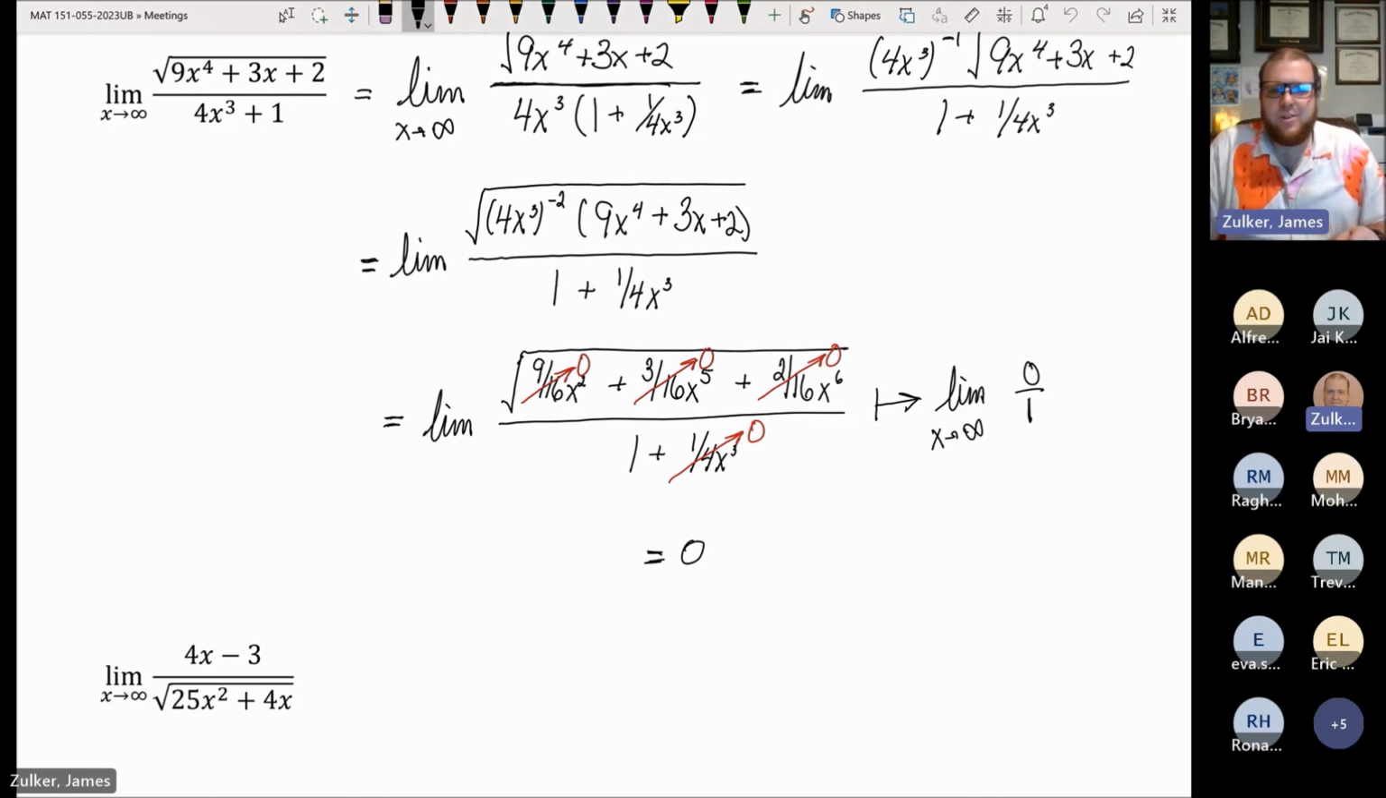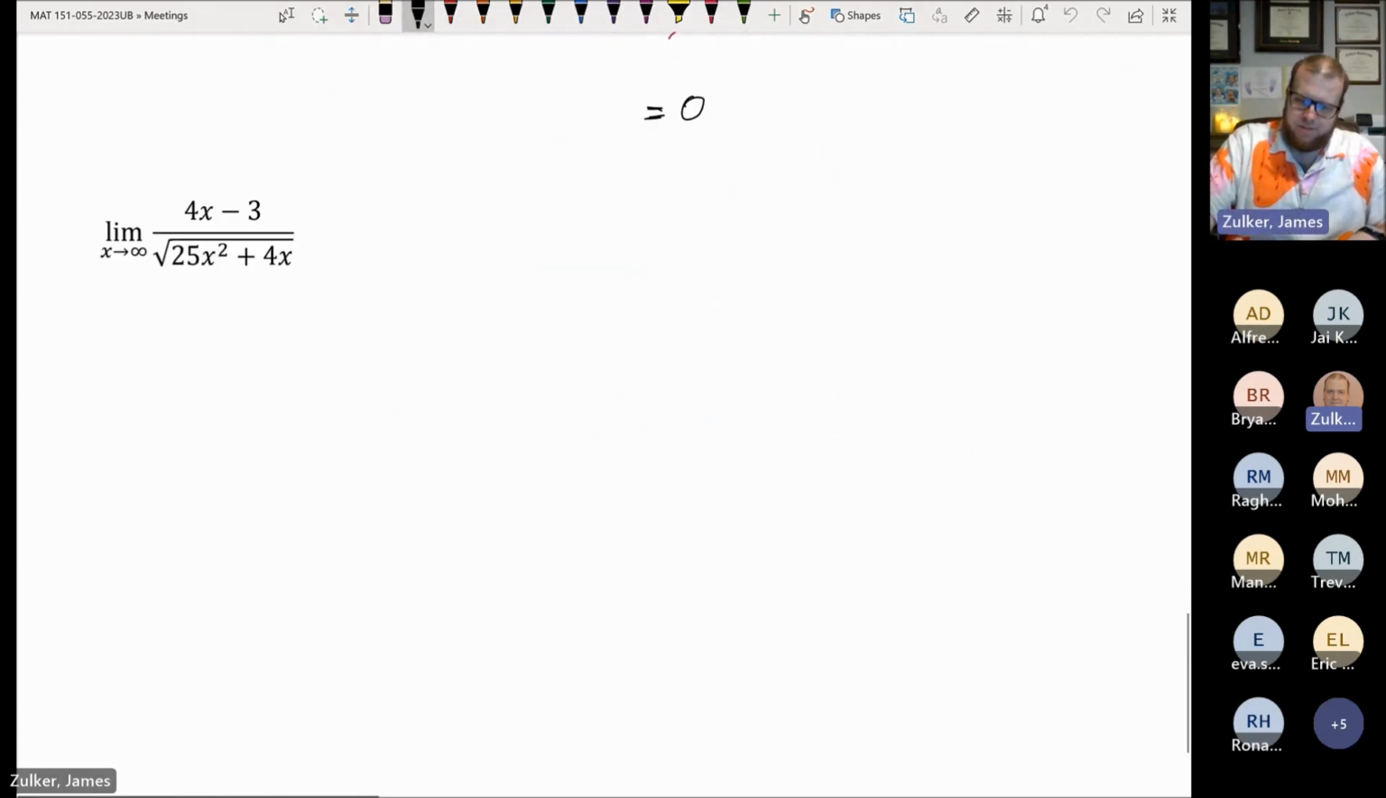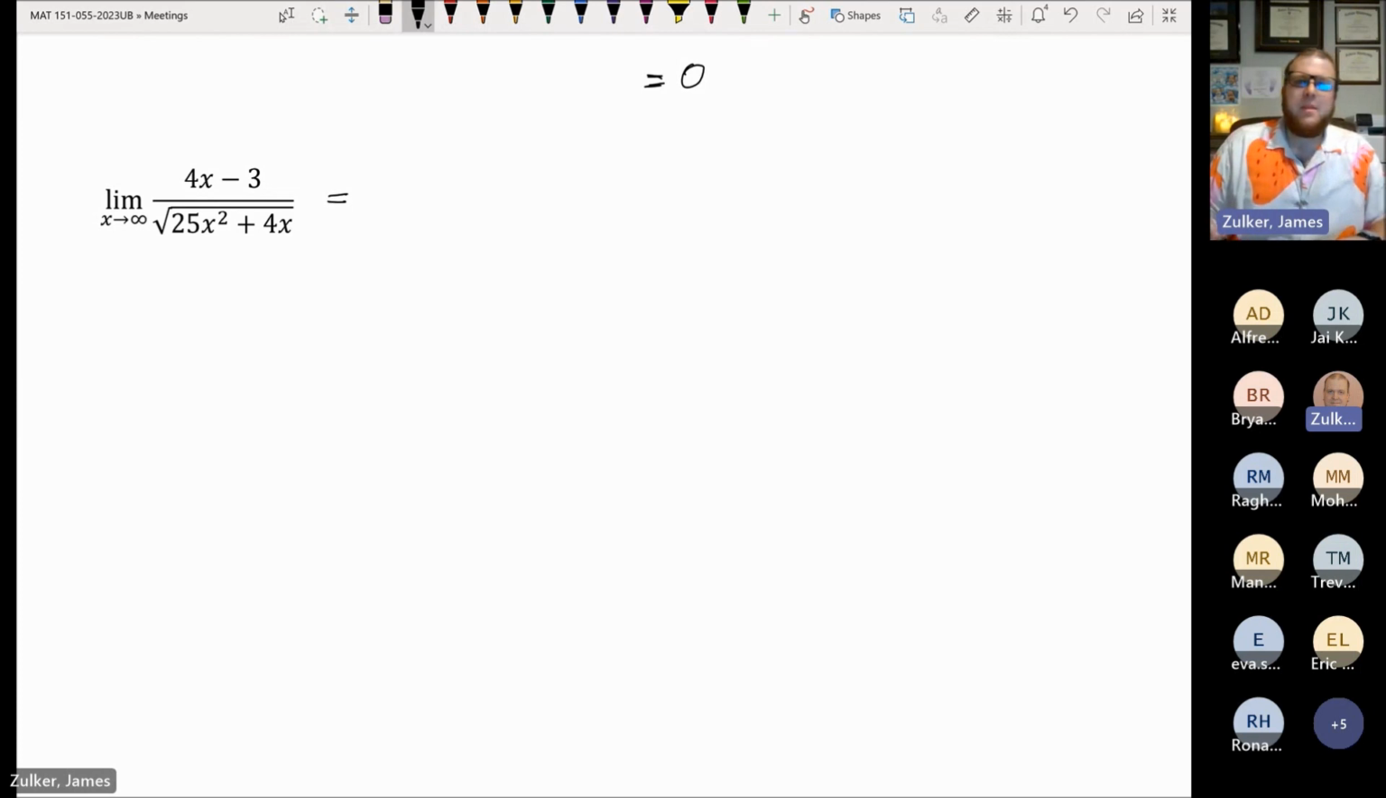Okay. Well, let's take a look now at a case where the radical is now in the denominator. Again, it should be fairly simple to see that you're going to get infinity over infinity. Take a look at what's under the radical. We want to factor out the leading term. Right, so 25x squared, right?